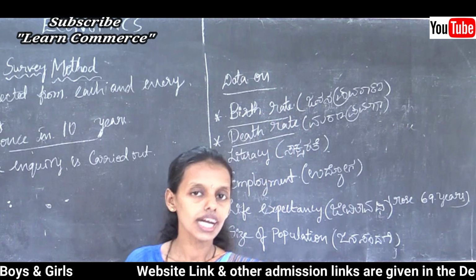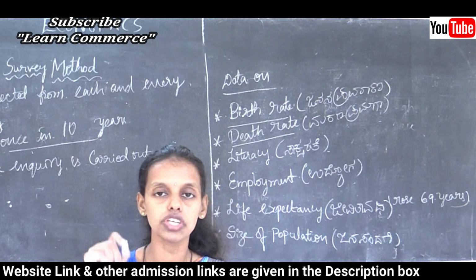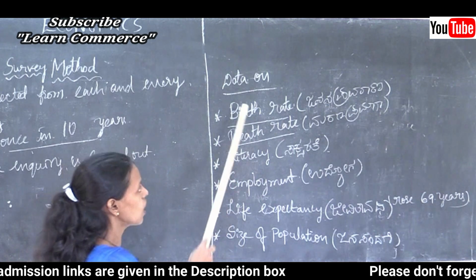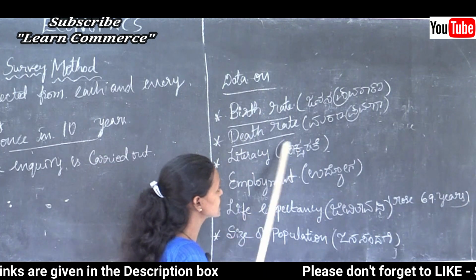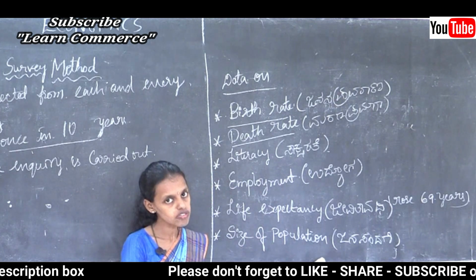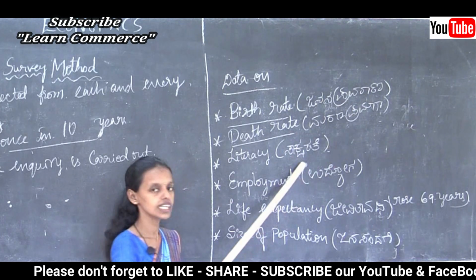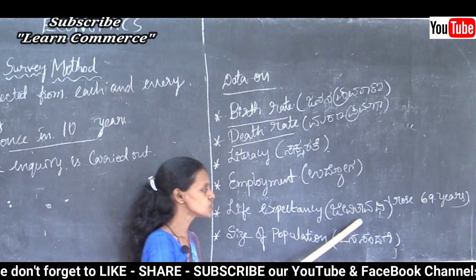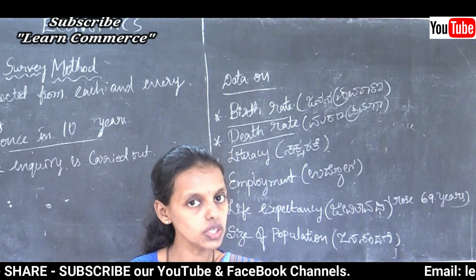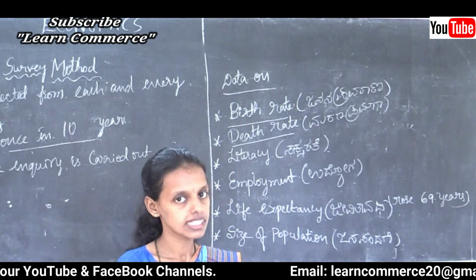They were going to collect each and every this information from each and every unit of population. Thus data are collected on birth rate, death rate, literacy, employment, life expectancy and size of population. ಕನ್ನಡದಲ್ಲಿ ಹೇಳುವುದಾದರೆ ಜನನ ಪ್ರಮಾಣ, ಮರಣ ಪ್ರಮಾಣ, ಸಾಕ್ಷರತೆ, ಉದ್ಯೋಗ, ಜೀವಿತಾವಧಿ ಮತ್ತು ಜನಸಂಖ್ಯೆಯ ಕುರಿತಾದ ಮಾಹಿತಿಯನ್ನು ಕಲೆ ಹಾಕಲಿಕ್ಕೆ ನಮಗೆ ಯಾವುದು ಬೇಕು? Census survey method is the best method to collect the data.